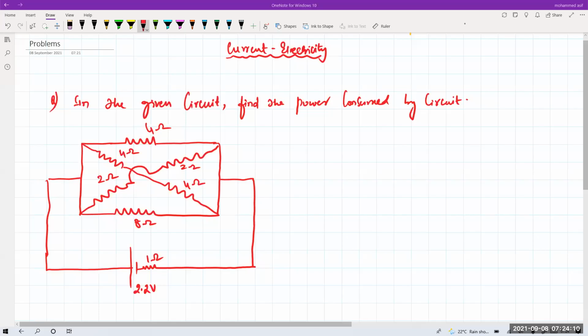In the given circuit, find the power consumed by the circuit. Find the power consumed by the circuit. Total circuit. Can anyone try it? First, we need to find the effective resistance.